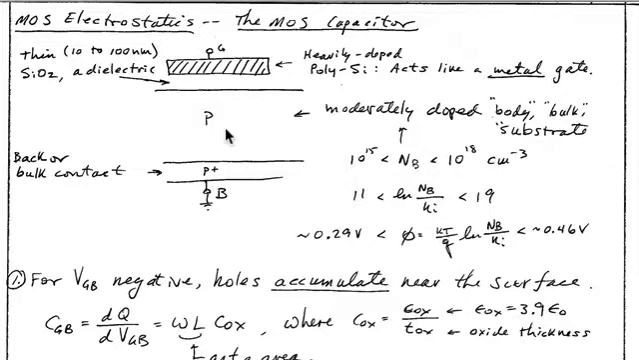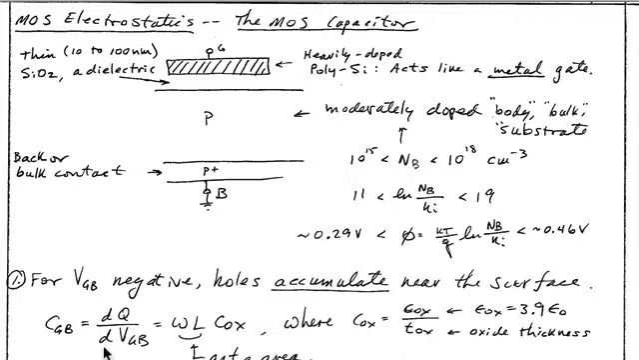The doping of the semiconductor is moderate. Its minimum doping would be on the order of 10 to the 15th carriers per cubic centimeter, up to a maximum of about 10 to the 18th. The corresponding room temperature potential would be about 0.3 volts up to about 0.48 volts.